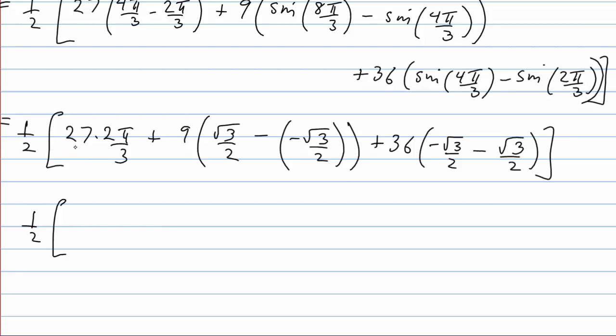Simplifying a little bit here, so 27 times 2 pi over 3. The 27 over 3 is really 9. And 9 times 2 is 18, so we have an 18 pi there. This would be the radical 3 over 2 minus negative radical 3 over 2. The minus minus becomes plus, so we get really 2 radical 3's over 2, which is just radical 3. And the same kind of logic leads us to this will be minus 36 radical 3.